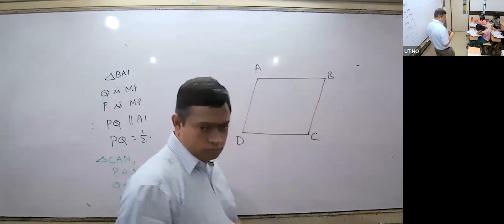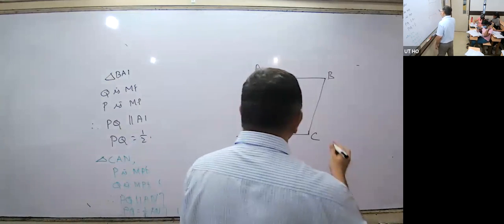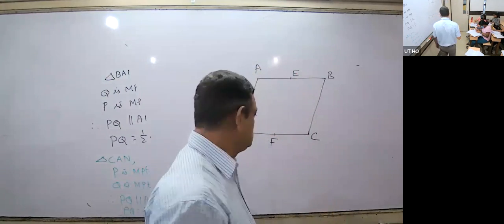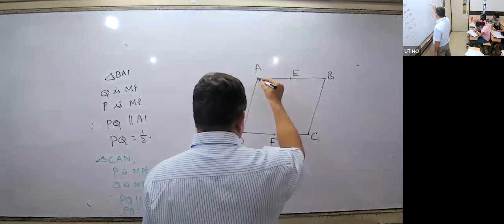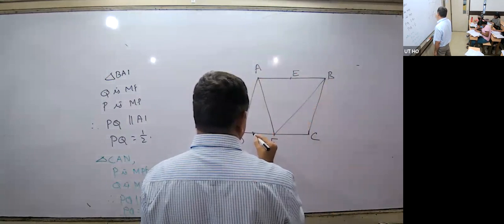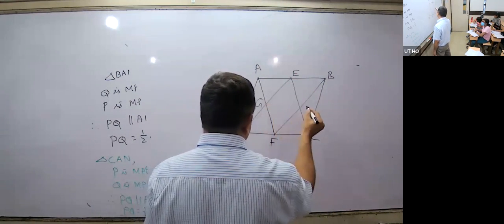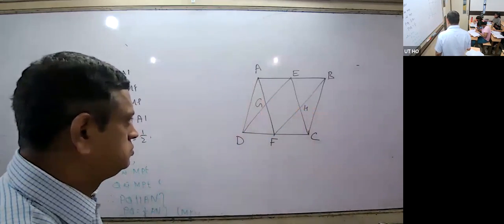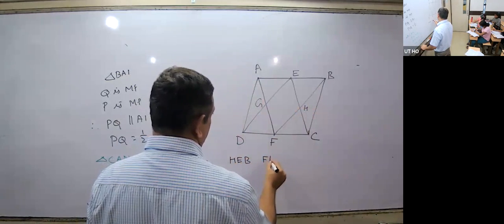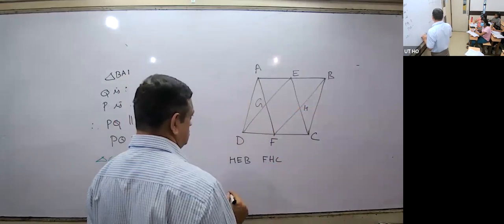And GEHF is a parallelogram. So, in parallelogram ABCD, once again, what all things are given? E and F are the midpoints of AB and CD. Line segments AF and BF meet line segments ED and EC at points G and H. Then triangles HEB and FHC are congruent. One more part: GEHF is a parallelogram.